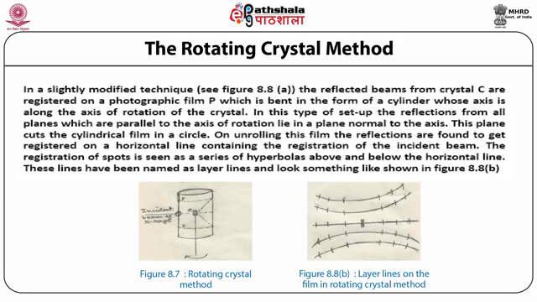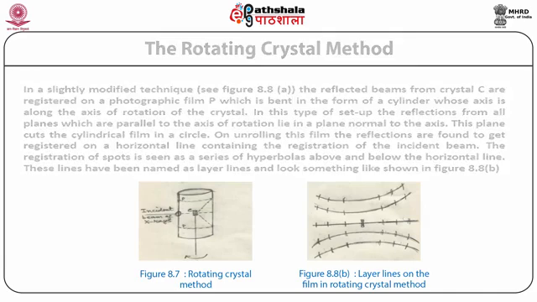On unrolling this film, the reflections are found to get registered on a horizontal line containing the registration of the incident beam. The registration of spots is seen as a series of hyperbolas above and below the horizontal line. These lines have been named layer lines and look something like shown in figure 8.8b.